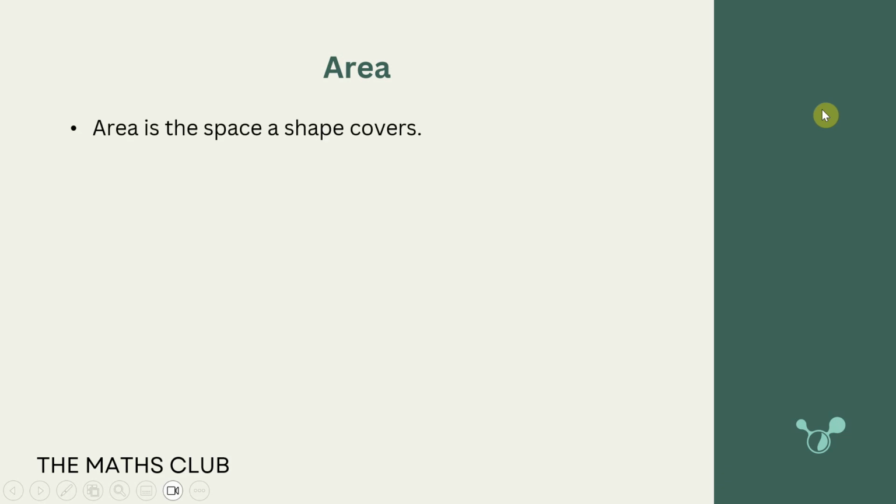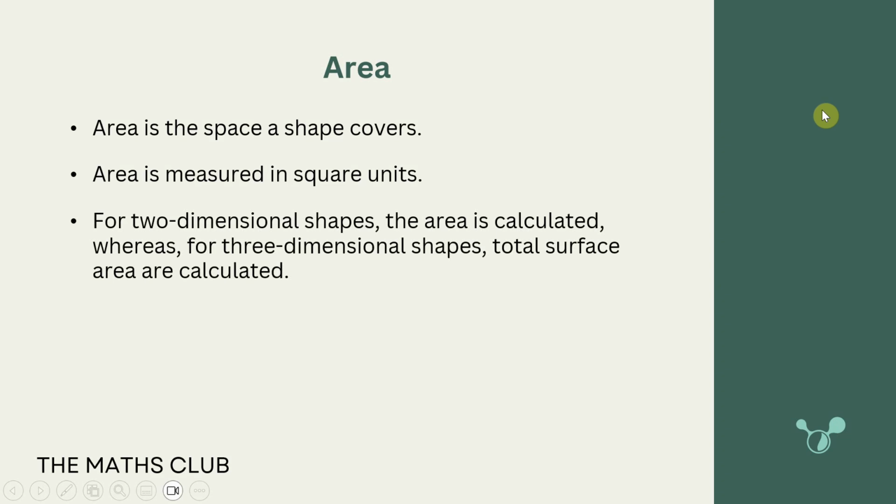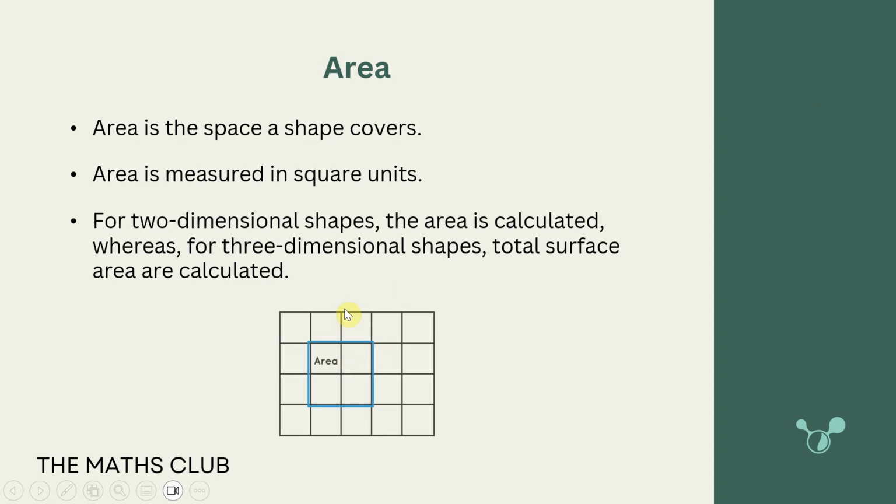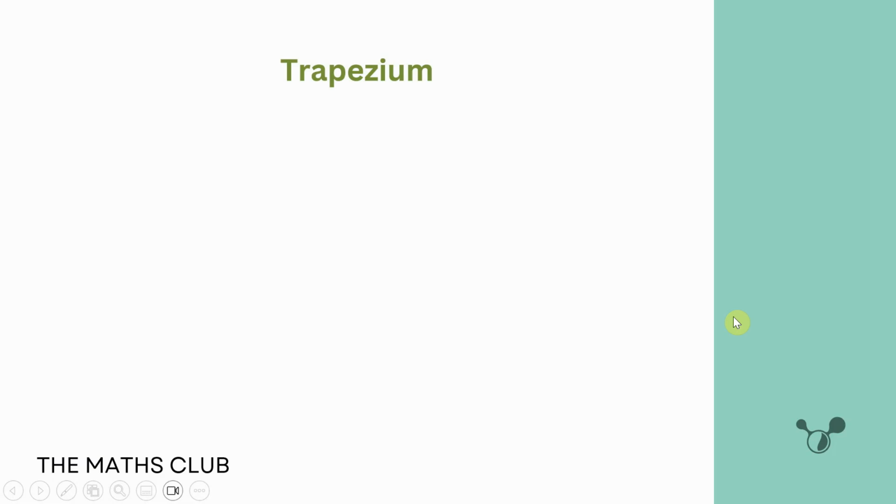So we're talking about area. We said it's the space the shape covers, measured in square units, and we said for two-dimensional shapes the area is calculated. For three-dimensional shapes, we talk about the total surface area. These are not new things if you've been following our videos, and we use this picture to always represent what an area is. Now down to trapezium.